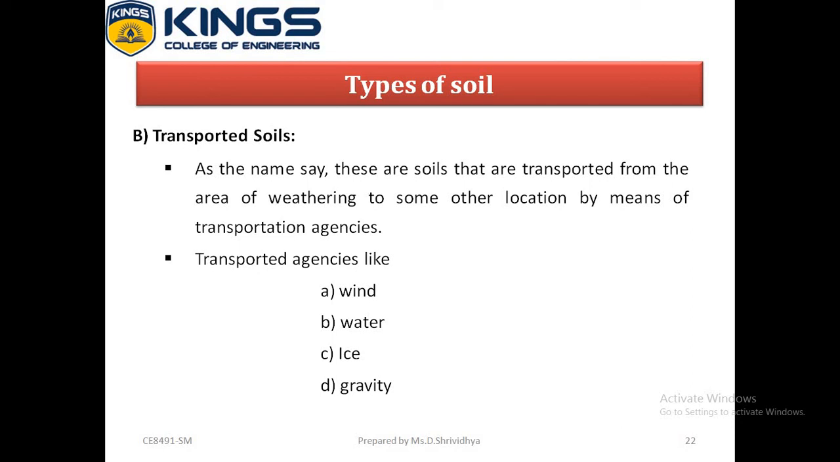Next, let me see the transported soils. As the name says, they are the soils that are transported from the area of weathering to some other location by means of a transportation agency. The transportation agencies are like wind, water, ice or gravity.